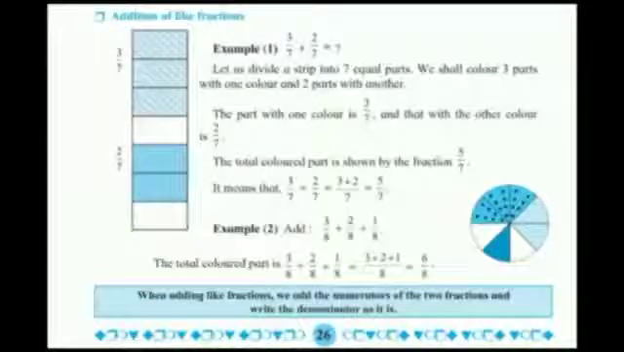Okay, when adding like fractions, we add the numerators of the two fractions and write the denominator as it is. See, whenever you are adding like fractions, you have to do the addition among the numerators only, not among the denominators. You have to keep the denominators as they are. Only you have to do the addition among the numerators. Okay, now let us study further.